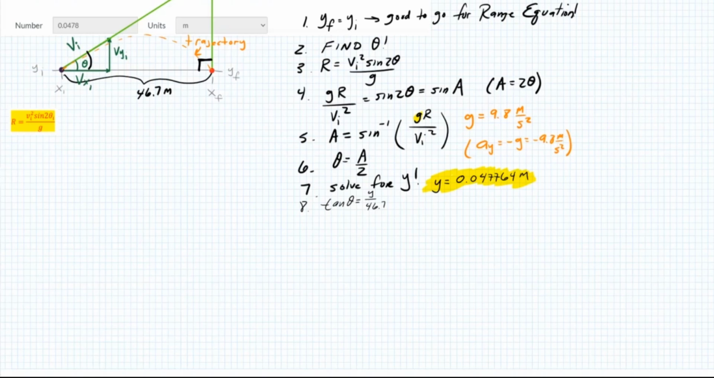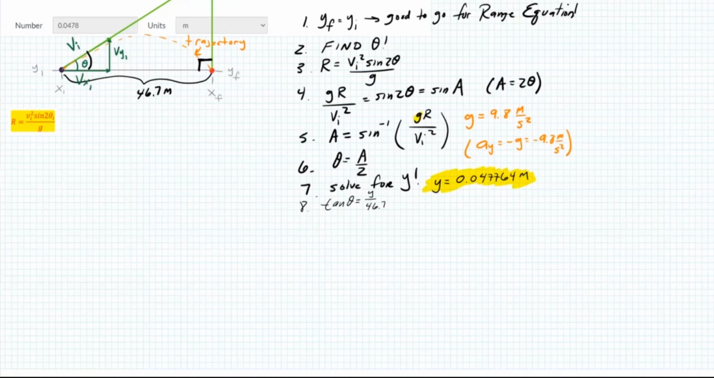Okay, let's make sure I got it right. G is 9.8. R is whatever my range is, then divided by whatever my velocity is, right? Squared. Why is it not giving me that? G is 9.8. R is my range, right? Divided by my initial velocity squared.